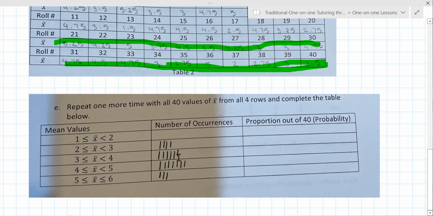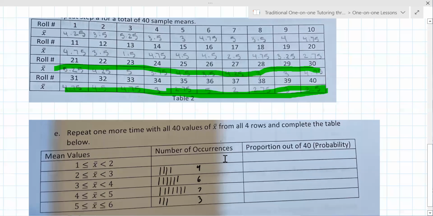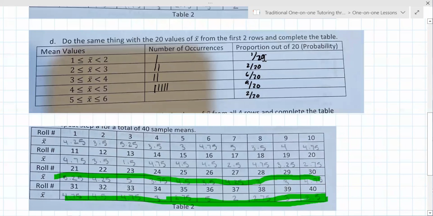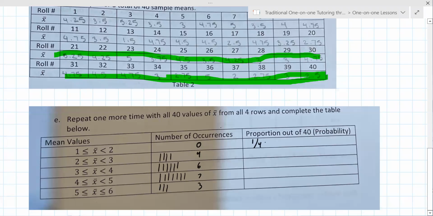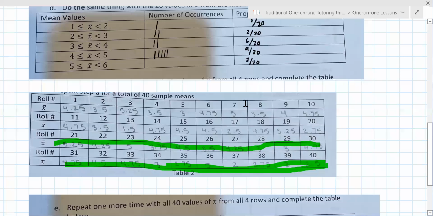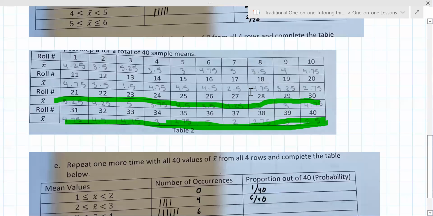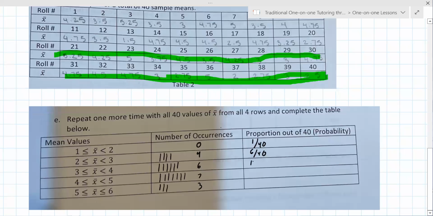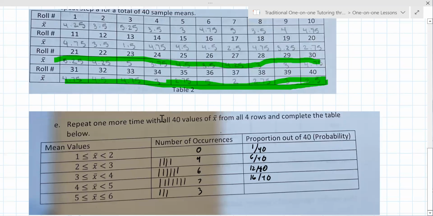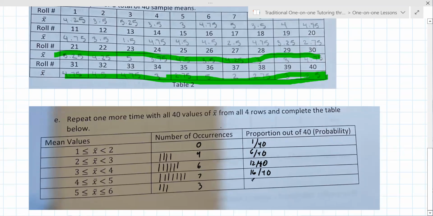So the idea is you take these occurrences 4, 6, 7, and 3, and you add them to the previous ones. So the previous one here was 1 out of 20. So it's now 1 out of 40 because none combined with it. That 4 goes with the 2 out of 20. That's 6 out of 40. 6 goes with the 6 out of 20, so that's 12 out of 40. The 7 goes with the 9, so that's 16 out of 40. And then the 3 goes with the 2, so that's 5 out of 40. And these should all add up to 40, and they do. Okay.